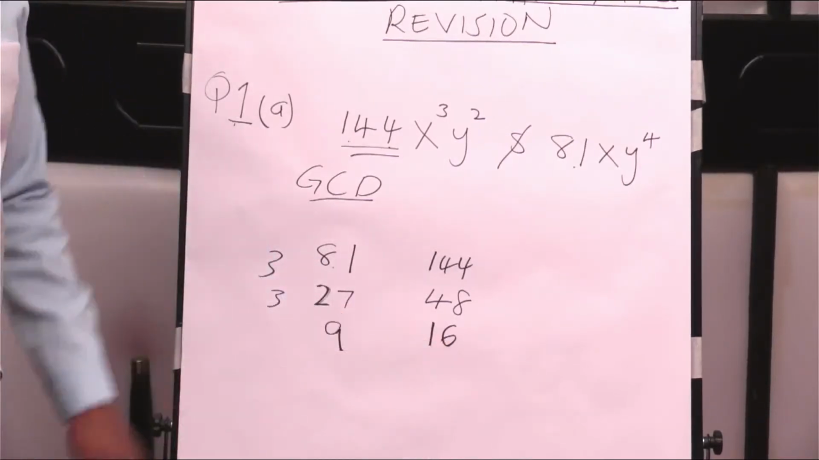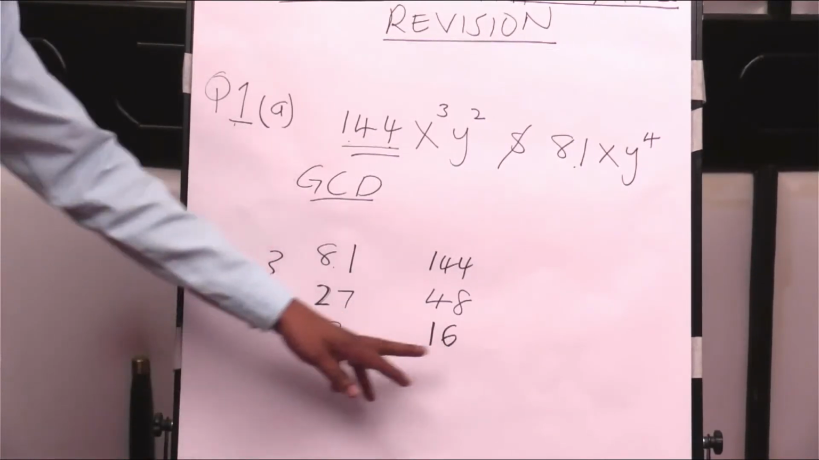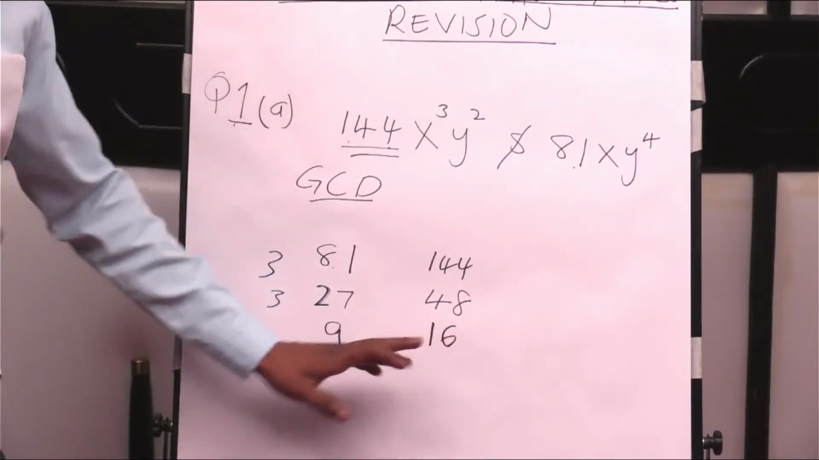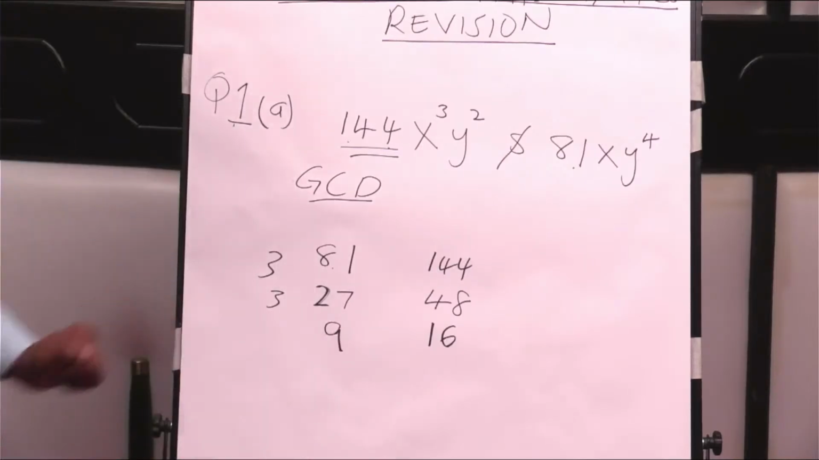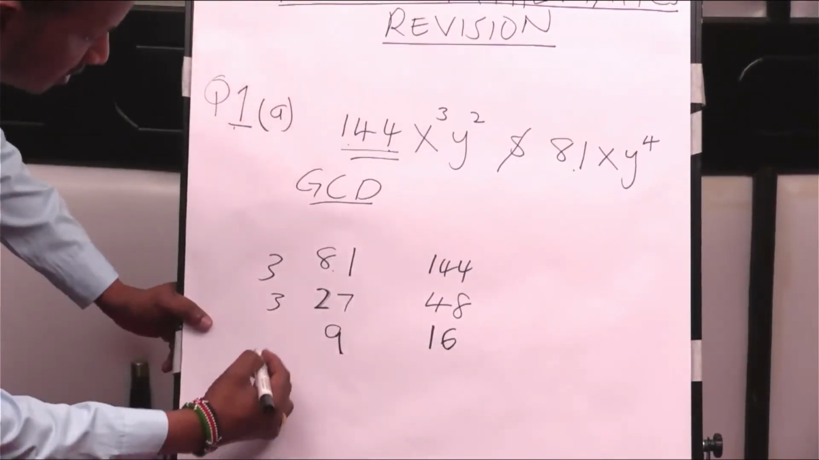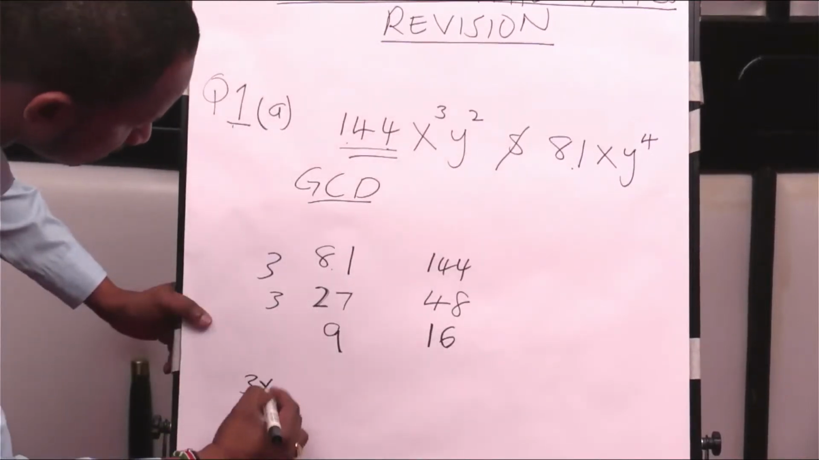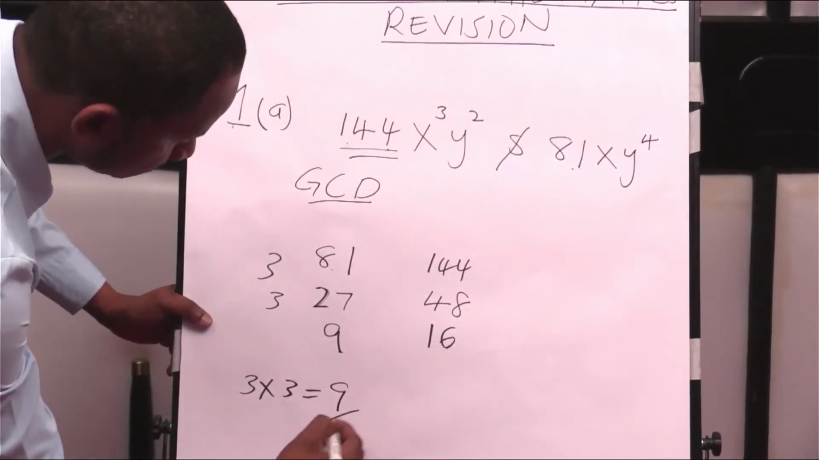So we leave it at this point, because there is no other common factor that can divide both the two numbers, that is 9 and 16, without a remainder. There will be a remainder. Therefore, our GCD of 144 and 81 is 3 times 3, which is 9.